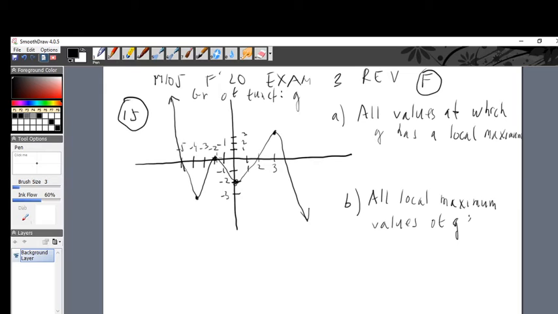Well, how far is it on the y-axis? 0. That's one of them. And the other local maximum value is, well, how high is this? It's up 3. I don't care if it's over here, this is 3. What I care about is how high it went. Maximum value. It's up 3. So you put 0 is one height and 3 is the other. That's how you answer B, local maximum values.